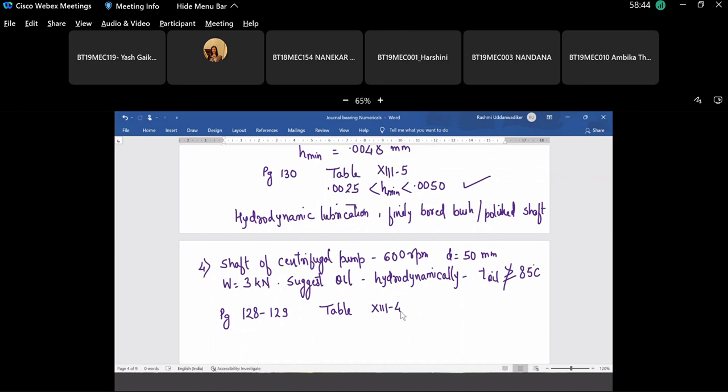Could you locate centrifugal pump? Manas? Ujjwal? Say yes, no, something.